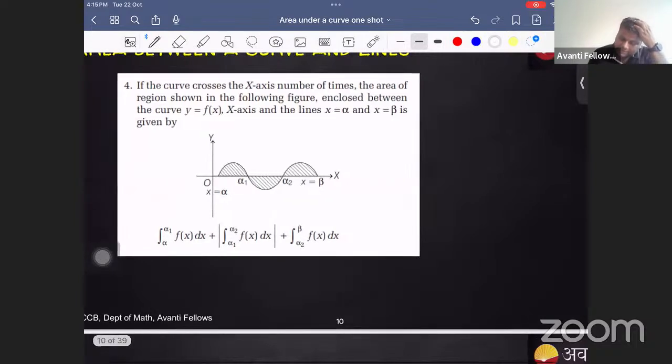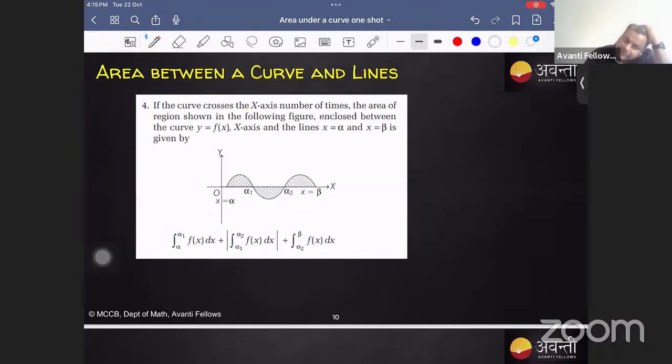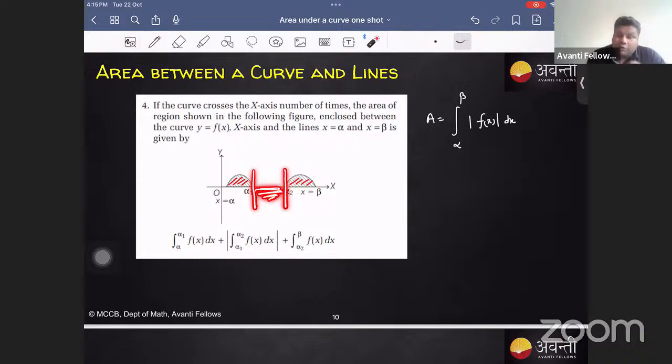Now see, the curve is something like sometimes it is above the x-axis and sometimes it is below the x-axis. But ultimately area has to be positive. Like if you are trying to figure out this area you are trying to find. So area as a formula will be written as integration from alpha to beta mod of fx dx. Getting my point? But the problem is from alpha 1 to alpha 2, in this interval, area is going to be negative, because definite integration is going to be negative. So to make the area positive, you have to apply mod.